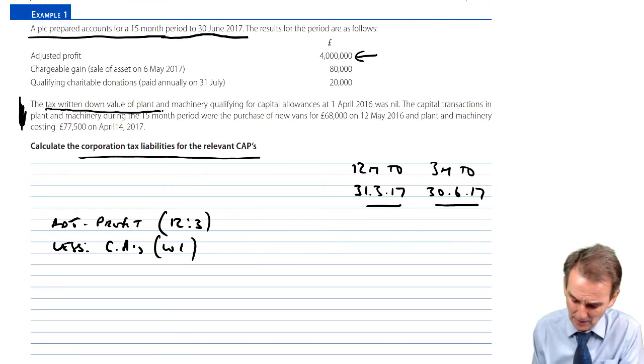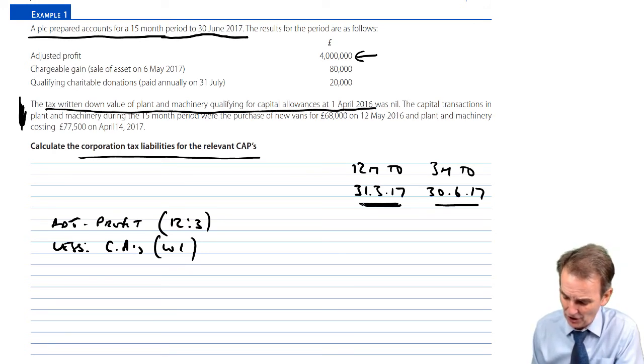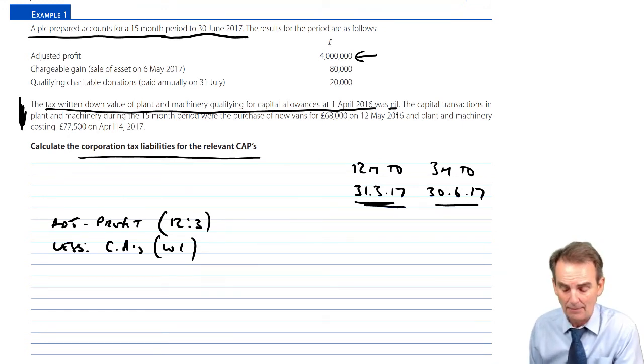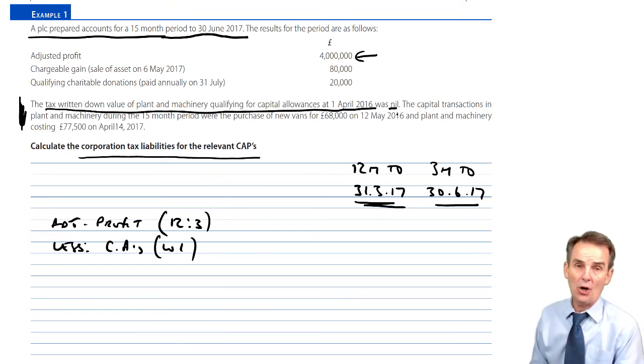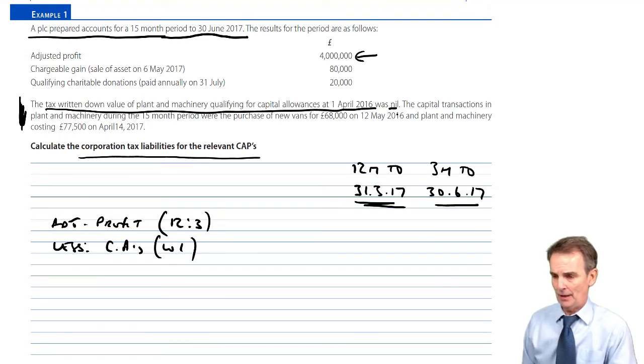We're told that the tax written down value of plant and machinery qualifying for capital allowances at the 1st of April 16, the start of this first chargeable accounting period, was nil. So there was nothing in it. Obviously, what's been happening prior to this is that we've been spending on normal plant and machinery and been able to claim 100% AIA. And if we've been buying cars, there have been no emission cars, so we've had 100% first year allowance. So we've ended up with no balances in terms of any main or special rate pool. Now that may or may not be the case. If there was a tax written down value brought forward, you would allocate it to the first of what will now be 2 capital allowance computations to prepare.